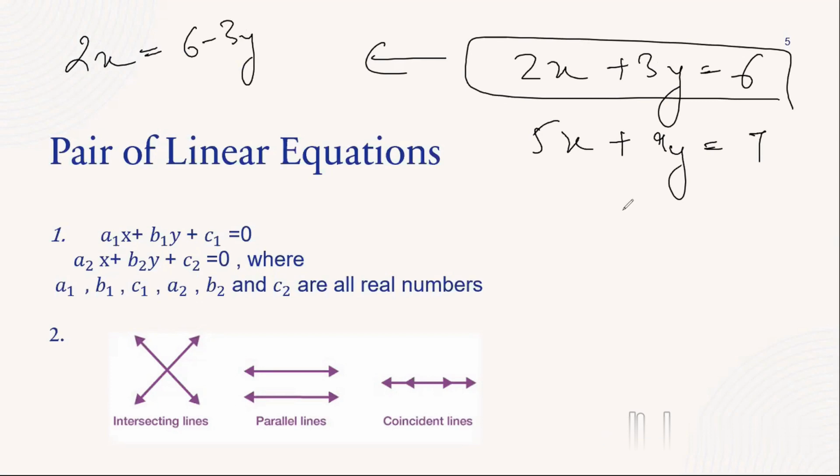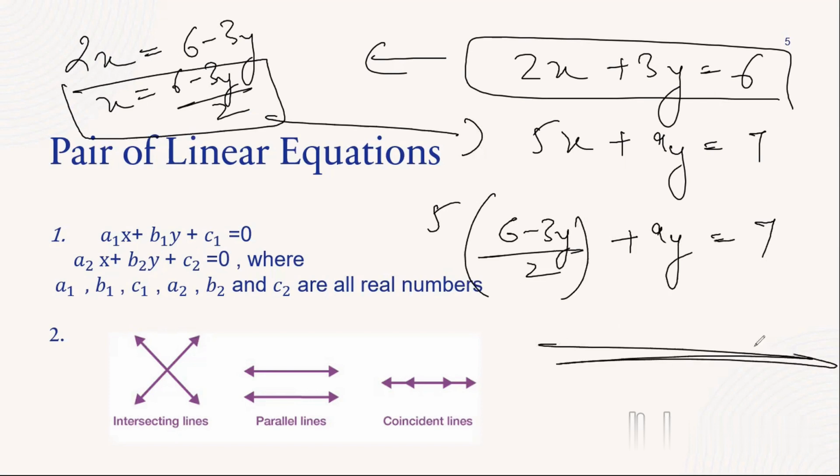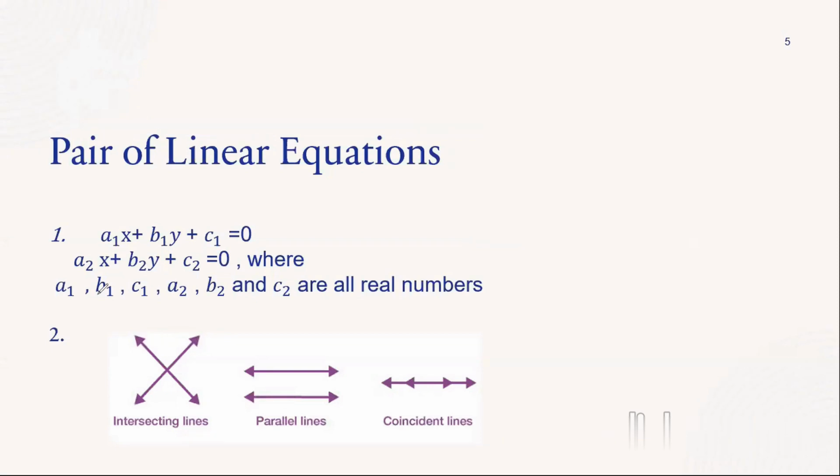When it changes sides, plus becomes minus. So 6 minus 3y. And x and 2 are in multiplication, so 2 will go under division. So the x value is this, and you can put it in the second equation and solve it. How to solve that equation, I will tell you in another video. So this is how you take the value from the first equation and put it in the second one. Taking out the value of one variable from one equation and putting it in the second one. This is how you use the two methods to solve a pair of linear equations.